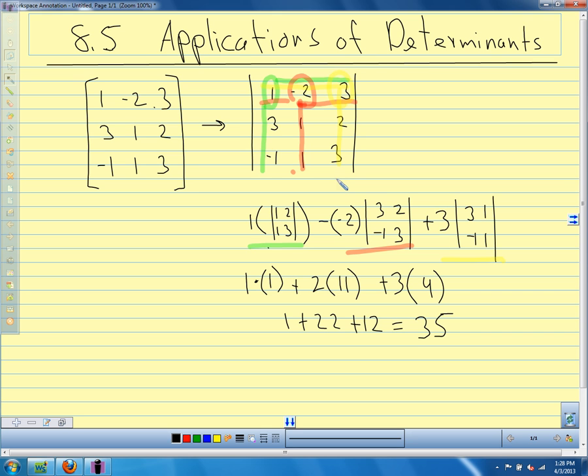So it's the first one minus the second one plus the third one? Yes. So the second one is always, we always put a minus there. So this is going to be a plus, minus, plus when we go across that top row. And usually if you make a mistake here, it's going to be forgetting this minus sign. A lot of people forget that minus sign.